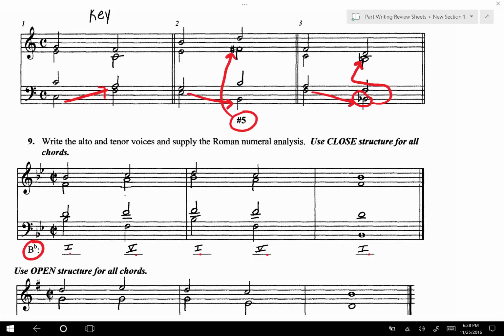These are root position triads. It does not specify that we need to not retain the common tones in the same voice, so we are going to retain them. Look at your bass motion. It moves by a fifth or a fourth. Retain the common tone.